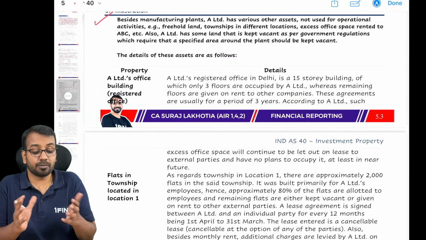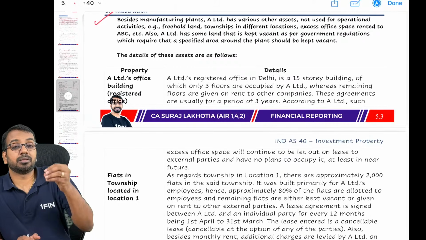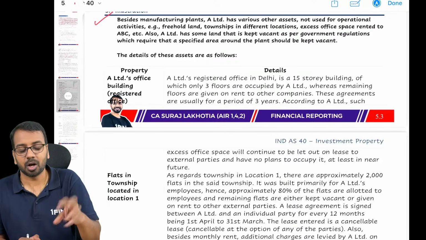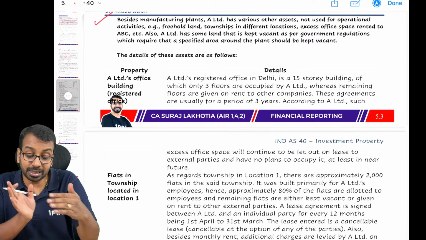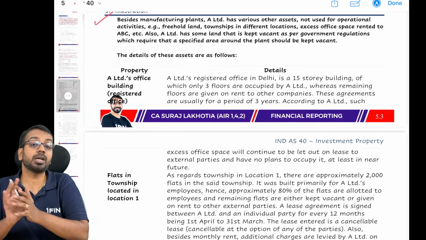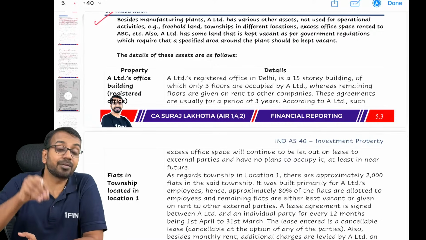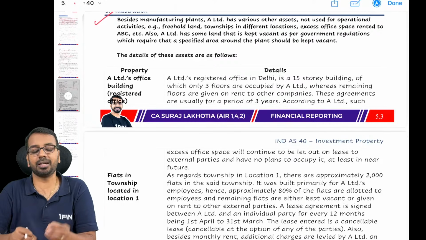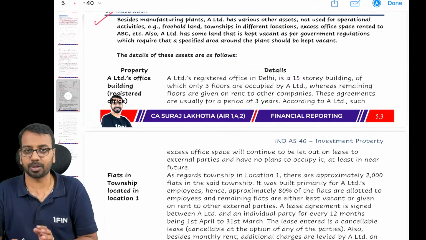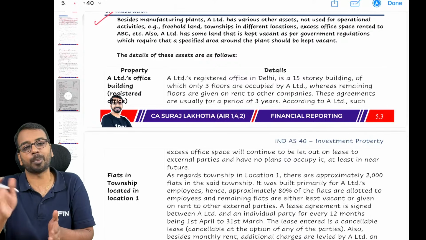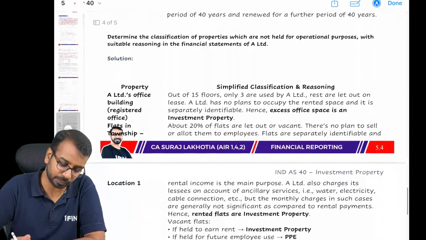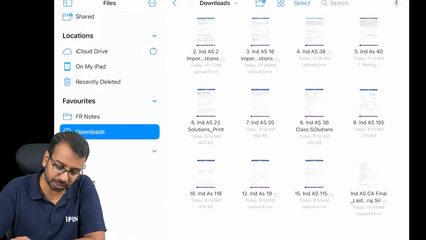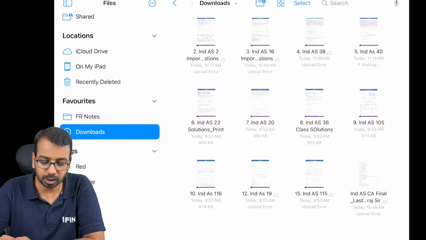Sir, how to decide? You have to say whether I can separately give out that asset on a finance lease, or whether I can separately sell off that asset. Then it is separable. Otherwise it is not separable. Then if I have given flats to my employees for their residence, even if I collect rent, that will be part of property, plant and equipment, because that will be related to my operating activity. Okay, so that is one thing you can consider from here. Apart from this, there is nothing great to look at.